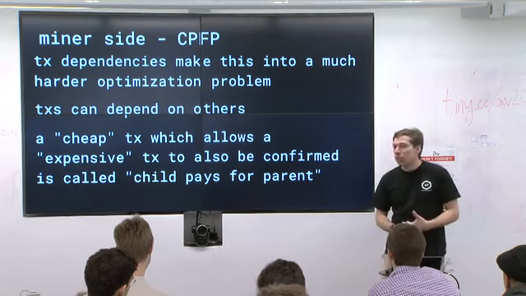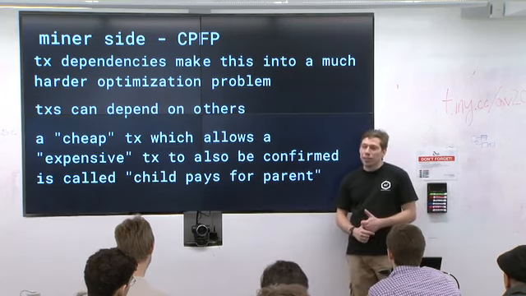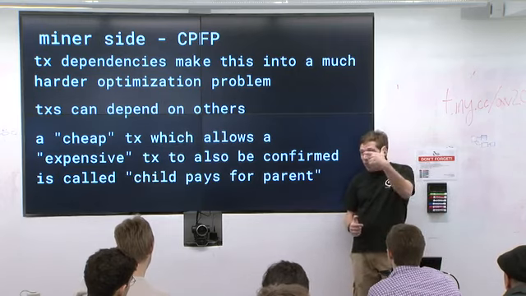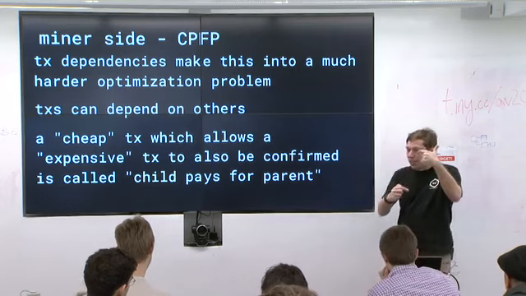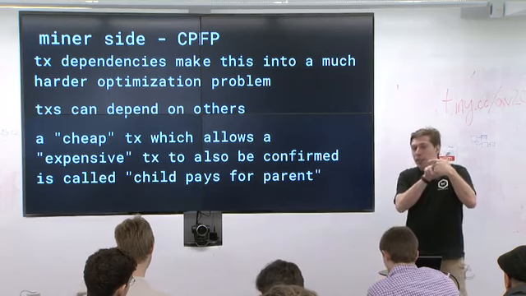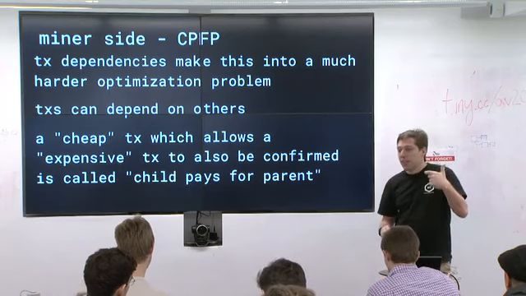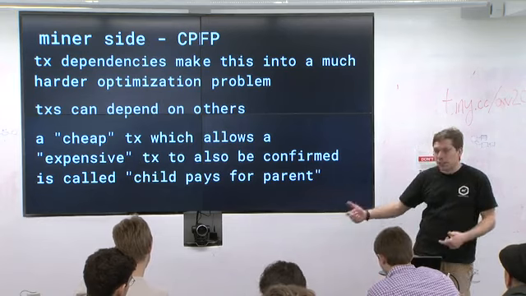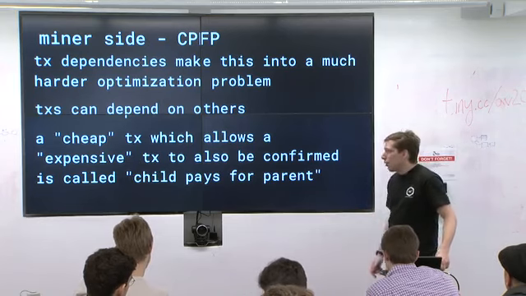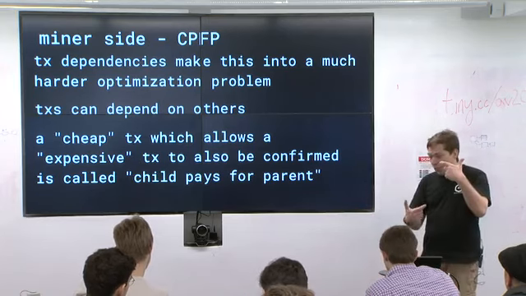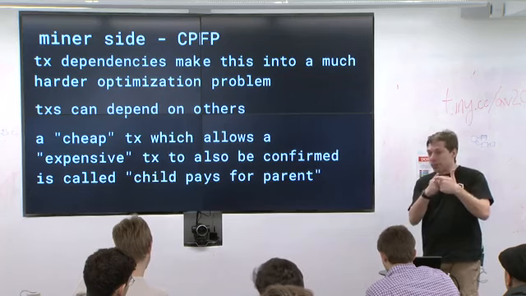There is no parent pays for child, right? If you've got a transaction with a high fee rate and then a descendant transaction with a low fee rate, well, you just take the parent and you ignore the child, right? And someone else in a later block can grab that child transaction. However, the dependency graph is, well, no, if you wanted this child, the parent has to be confirmed first.